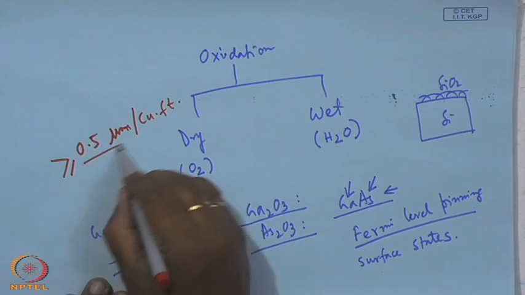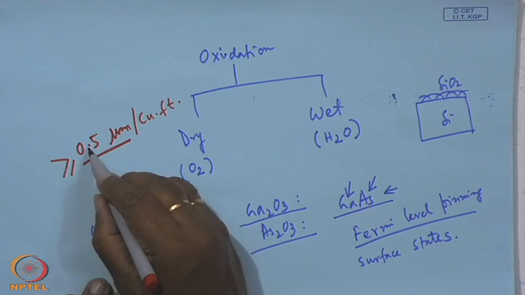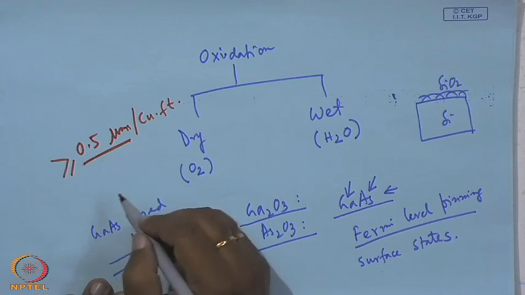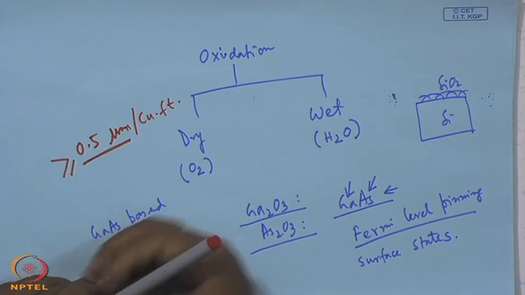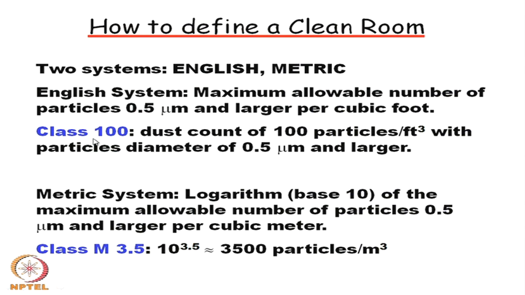That means, the size is very important here, 0.5 micron or greater. Now, what is the definition of a class 100 clean room? In a class 100 clean room, you see that the dust count is 100 particles per cubic feet with particles of diameter 0.5 micron and larger.